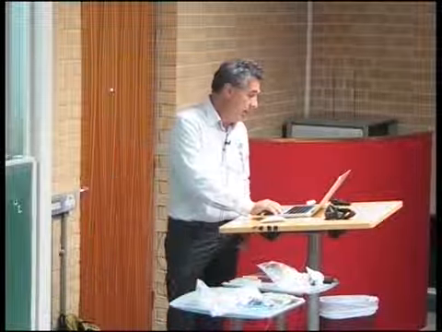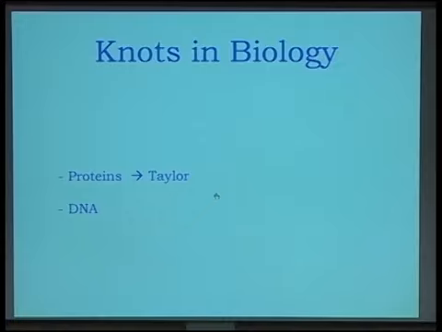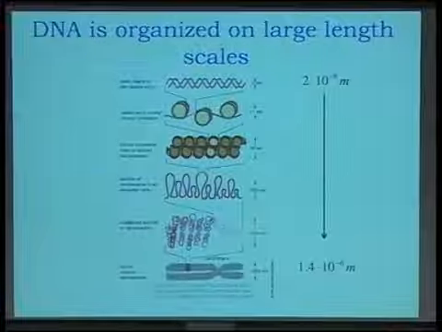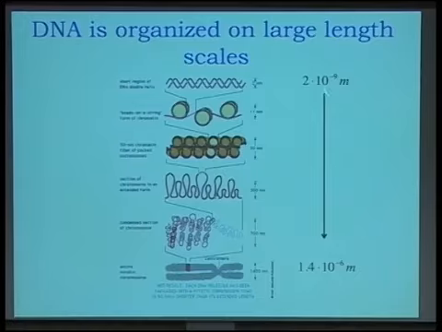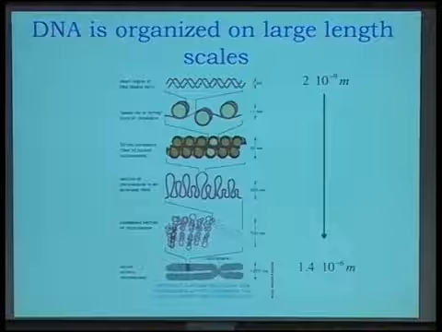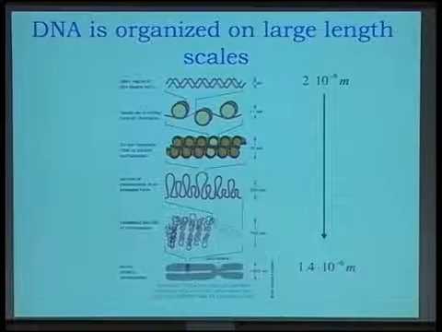Okay, so now we go over to knots in biology. You know that there are knots in proteins, but this will not be today's talk. I will speak about knots on DNA. You know that DNA is organized over large length scales, about 3 decades. It goes from the 2 nanometer original string. It will be wired up in a very, very complex way to form at the end the chromosome.